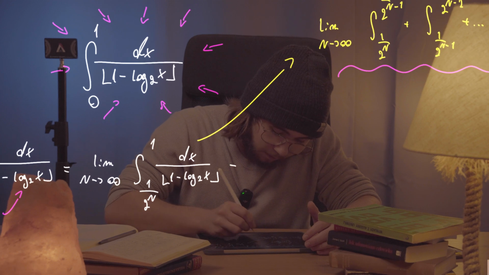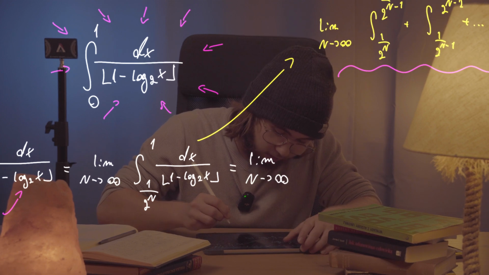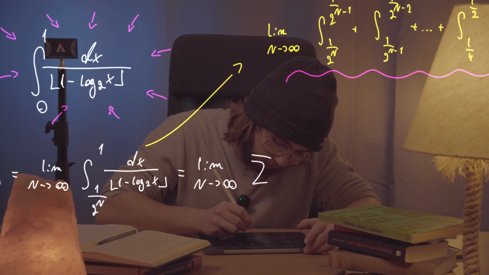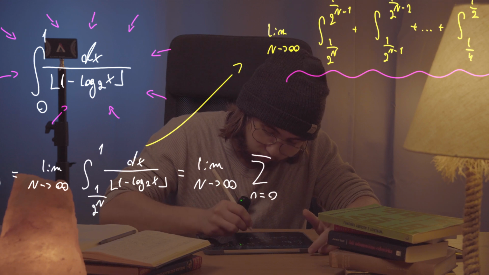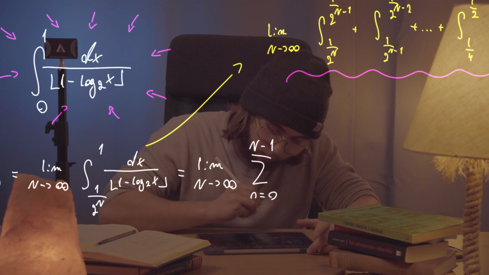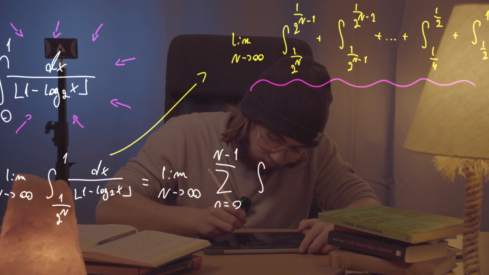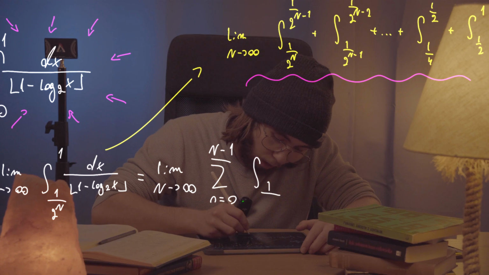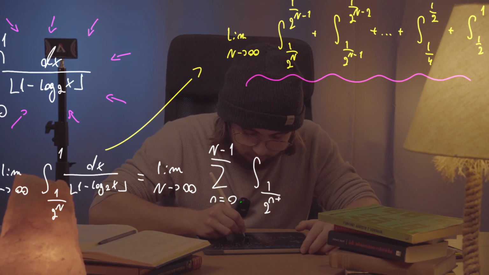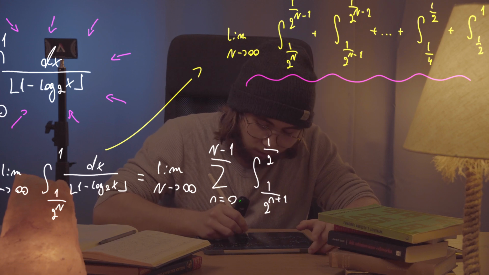So that would be the limit as the capital N approaches infinity of the sum from lowercase n equal to 0 up to the capital N minus 1 of the integral, from 1 over 2 to the power of n plus 1 up to 1 over 2 to the power of n.